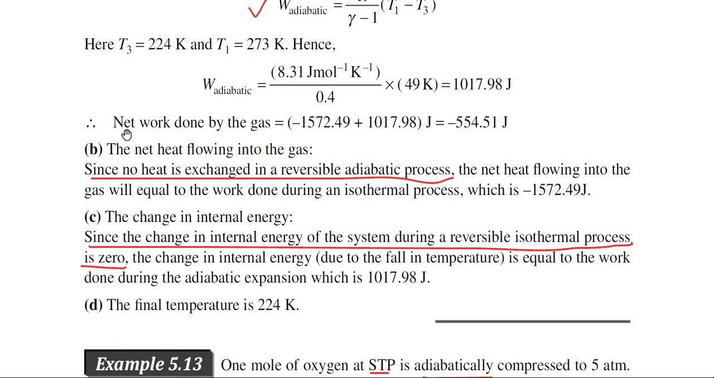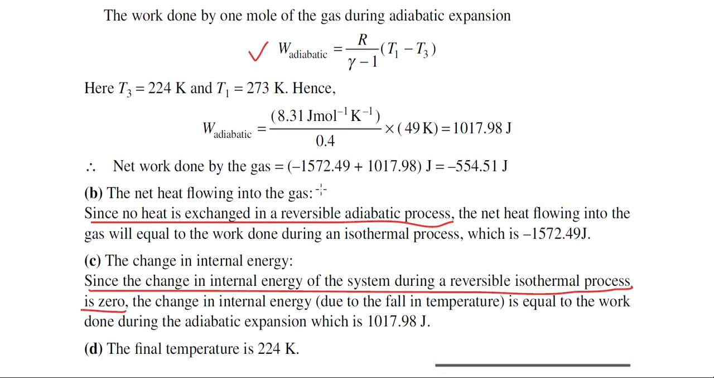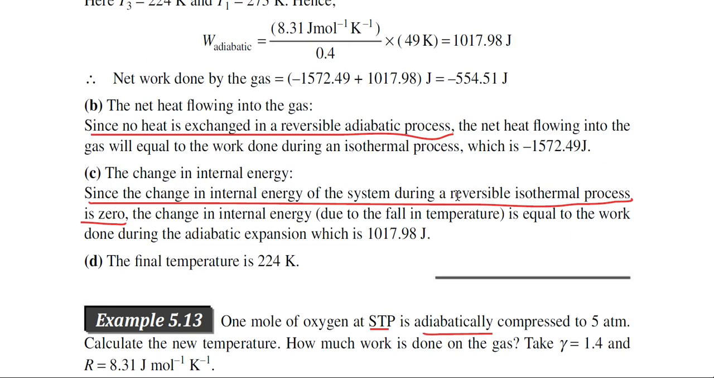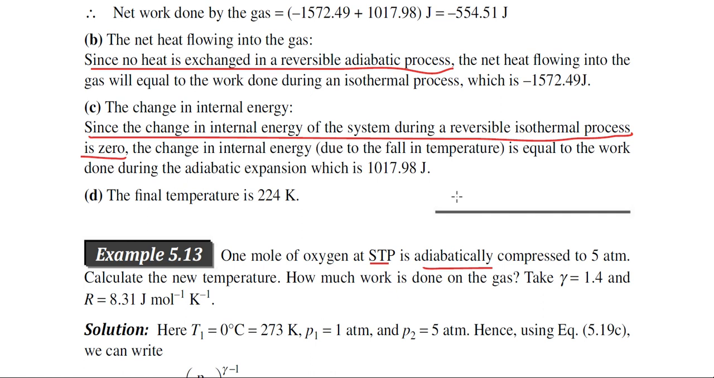And we have to remind that when you calculate the net work done, you have to just sum the work done in the adiabatic process and the isothermal process. So, this one is the net work done. So, these are the different parts of the problem.